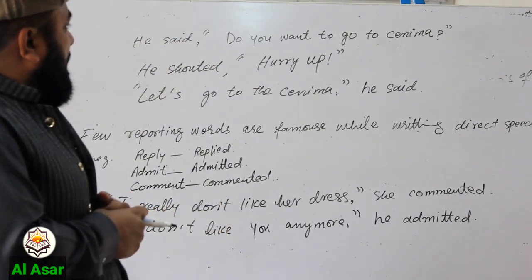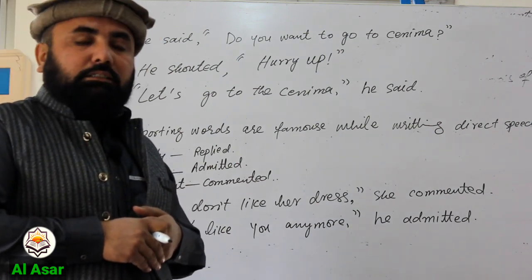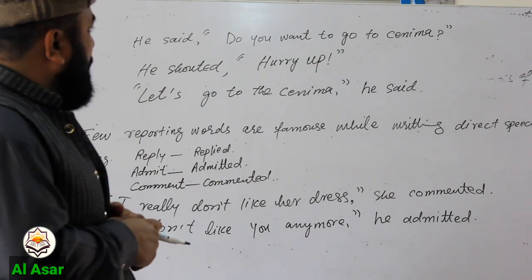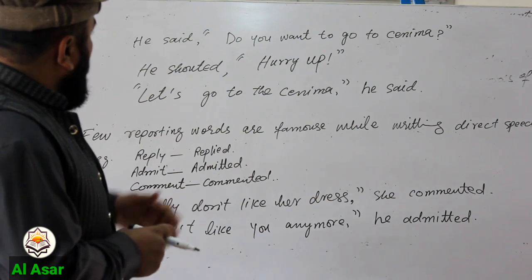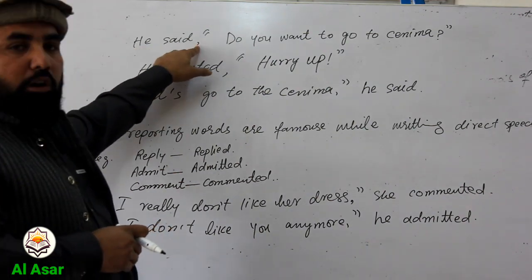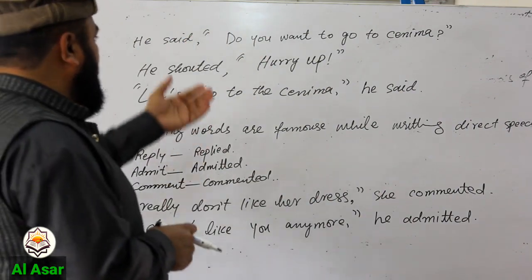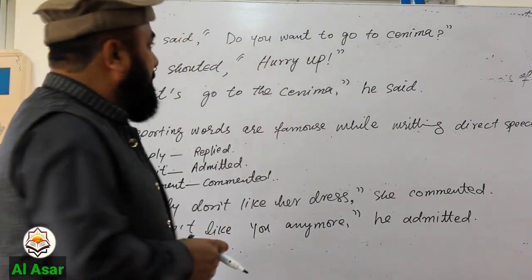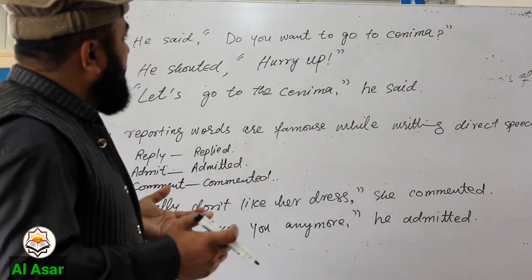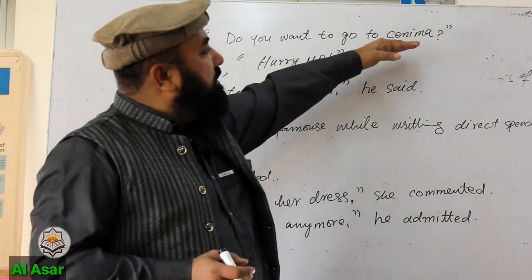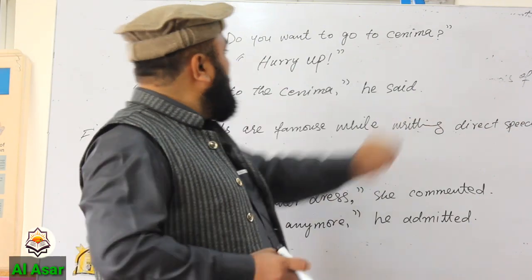Now, we have learned how to write assertive sentences in direct speech. Now look into this one. We have a question, an interrogative sentence. He said, you are to put a comma here, start the interrogative sentence with a capital letter inside the inverted commas, or you can say speech marks or quotation marks. Do you want to go to cinema? Then put the sign of interrogation.